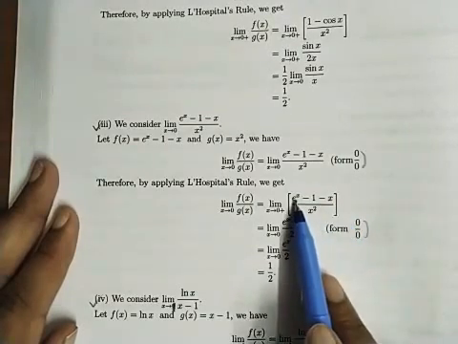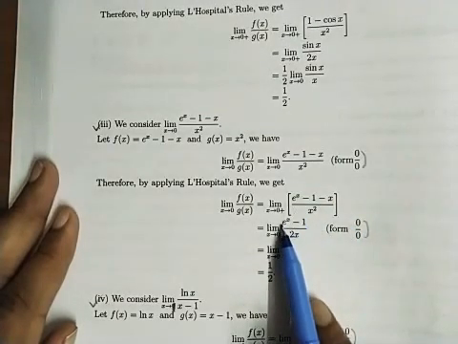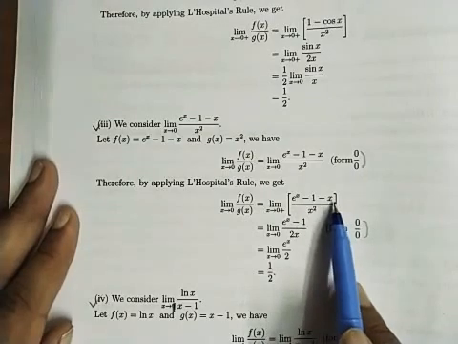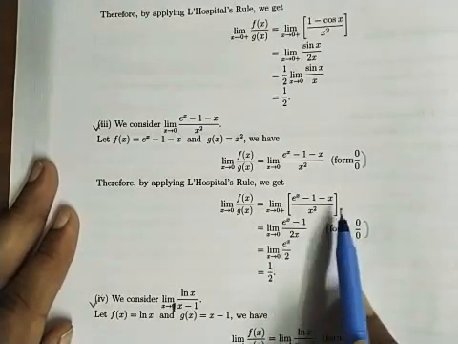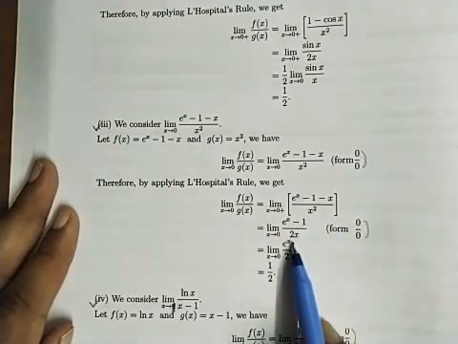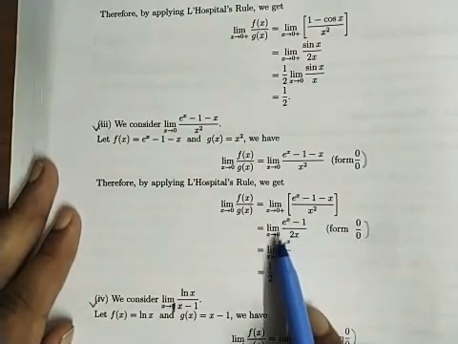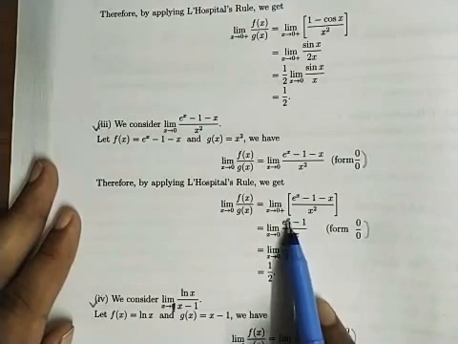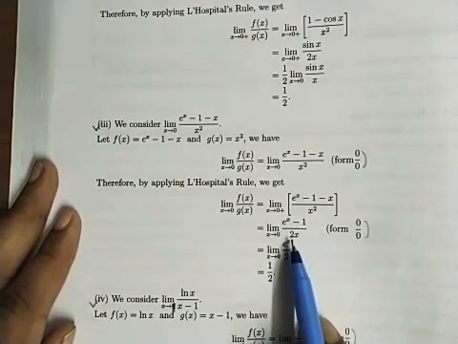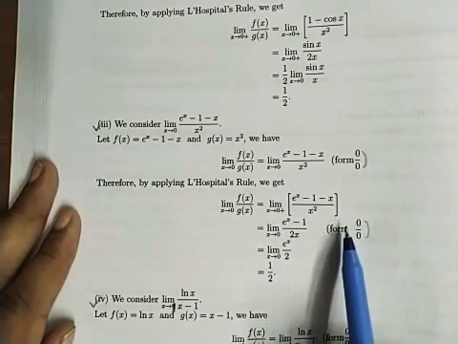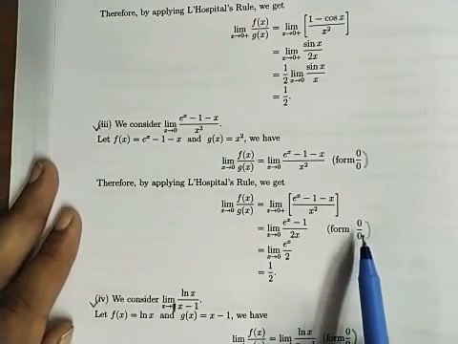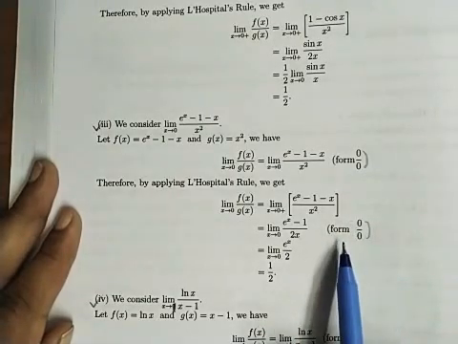So we take the derivative. Derivative of e raised to x, derivative of 1 is 0, derivative of minus x is minus 1, upon derivative of x square is 2x. If we apply limit here, what we get? x is 0, so e raised to 0 is 1, 1 minus 1, 0 upon 2 into 0, 0. Here again we get 0 upon 0 form. So again we use L'Hospital rule.